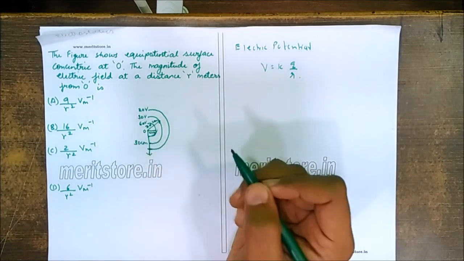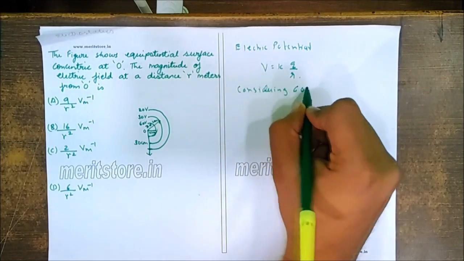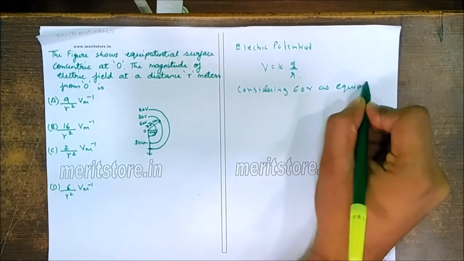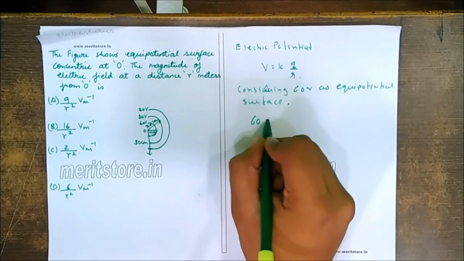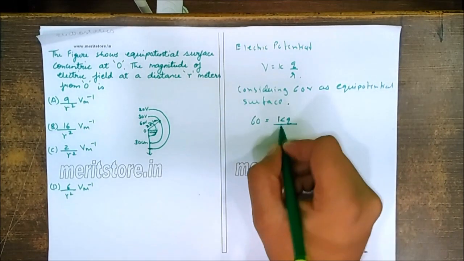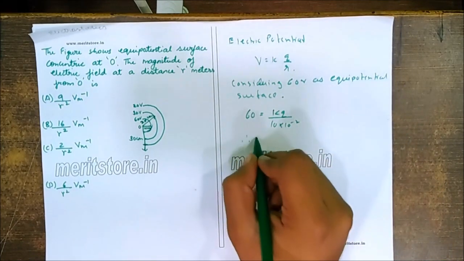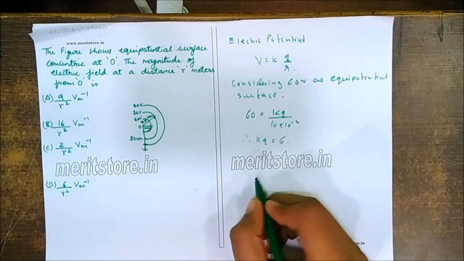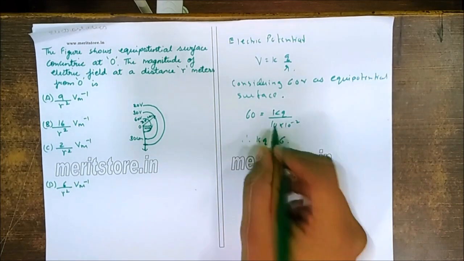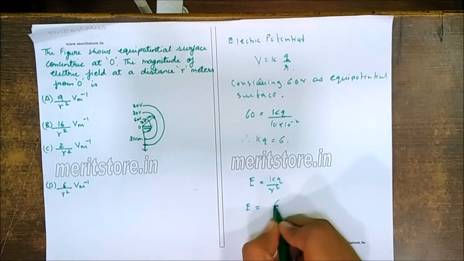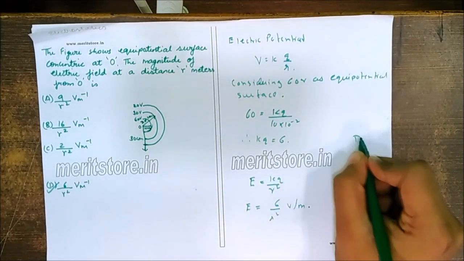I am considering 60 volts to be an equipotential surface. So considering 60 volt as equipotential surface, I can say 60 is equal to KQ upon 10 into 10 raised to minus 2, as 10 centimeter is the distance given. Therefore KQ is equal to 6. Now we want electric field, so electric field is given by KQ upon R square. I have KQ as 6, so it is 6 upon R square volt per meter. 6 by R square, option D.